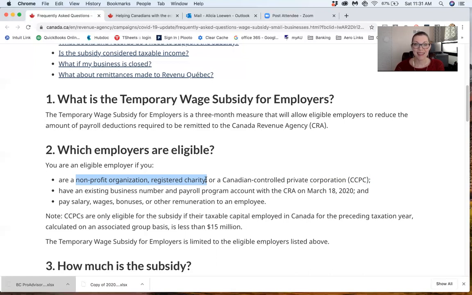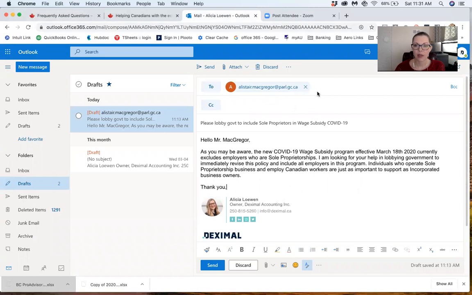I have a problem with that, and you probably do as well if you are one of those people. I believe that the intention was to support all employers in Canada, and that we want to be able to help people potentially avoid laying off their staff if they can use this subsidy to help out with their cash flow in the meantime. So what I would recommend, if you are a sole proprietor or someone who cares about sole proprietors and wants them to be included, is to contact your MP. I'm just going to show you my email here.